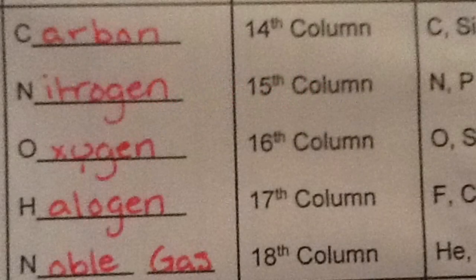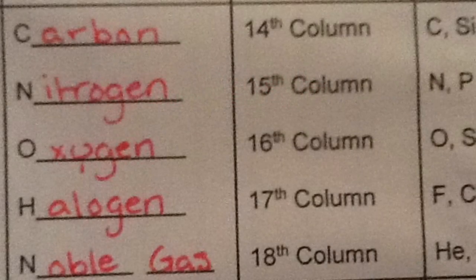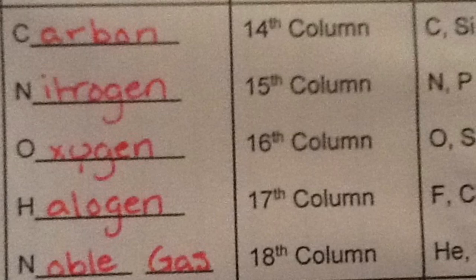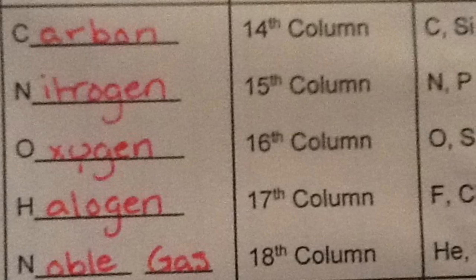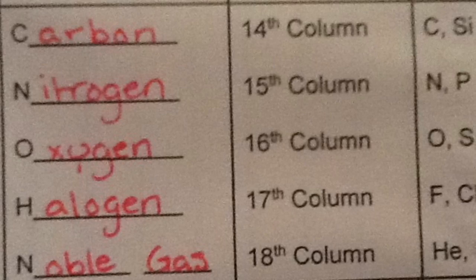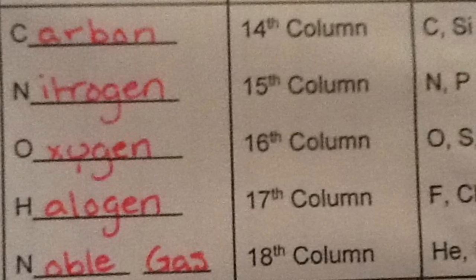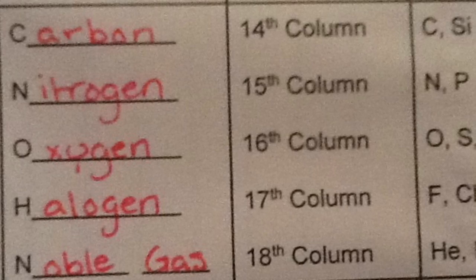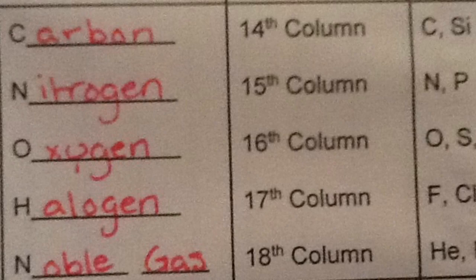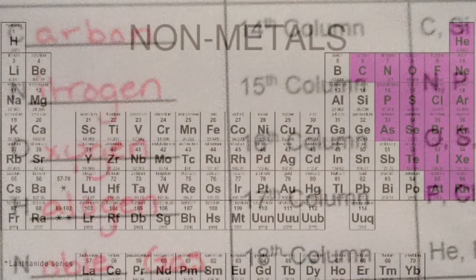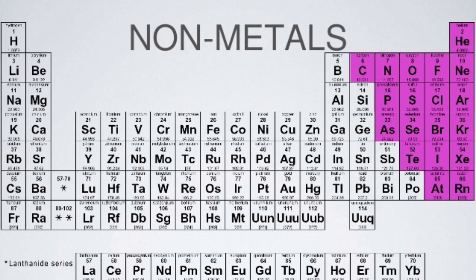Families of elements that would be considered nonmetals on the periodic table would be the carbon, nitrogen, and oxygen family in the 14th, 15th, and 16th column. Not all of the elements in this column are going to be considered nonmetals, but we will get to that in a moment. The final two nonmetal families would be the halogens in the 17th column with elements like fluorine, chlorine, bromine, and iodine, and the noble gases to the far right.